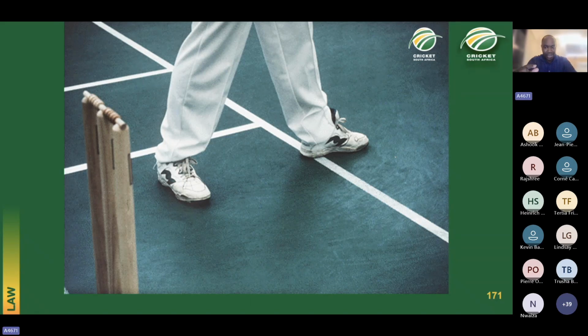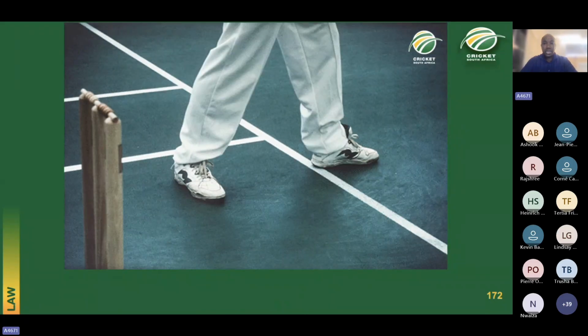There is some part of that front foot behind the back edge of the popping crease, but I would still have a quiet word with the bowler after the delivery to tell him or her to come back a little bit because this was very tight. Very tight, but a fair delivery.